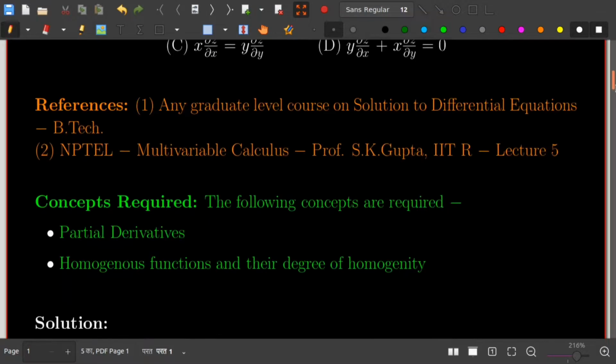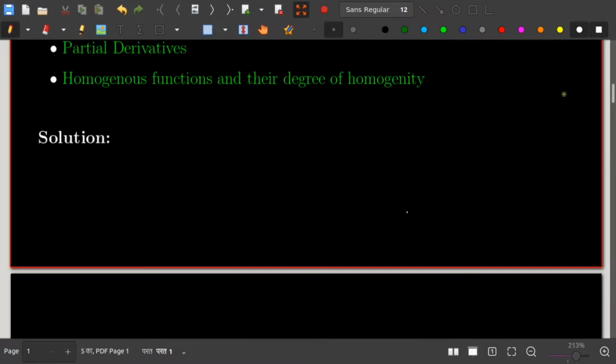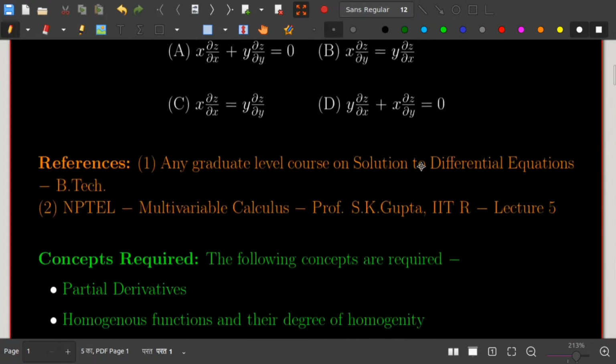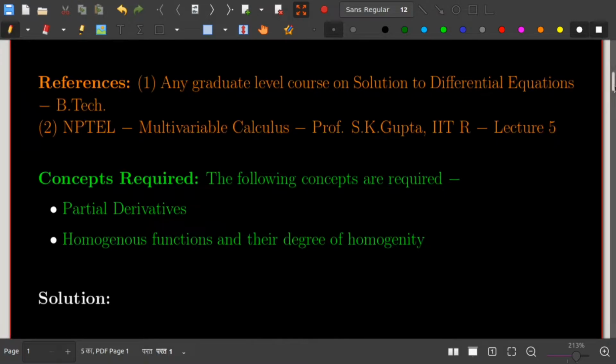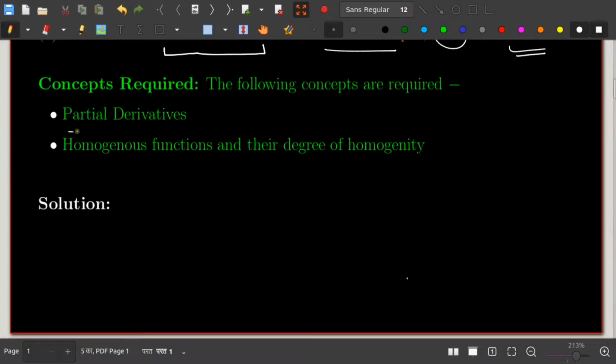So the reference for the solution of this particular video is going to be any graduate level course on solution to partial differential equation or even differential equation, which is studied by any student in his BTech curriculum in Bharat, and the other source can be the NPTEL video on the course called Multivariable Calculus given by Professor S.K. Gupta from IIT Roorkee. In specific, you can look at lecture 5 of the course to know about the partial derivatives. The concept required to solve this particular problem would be the knowledge of partial derivative and how to calculate partial derivative of a multivariable function.